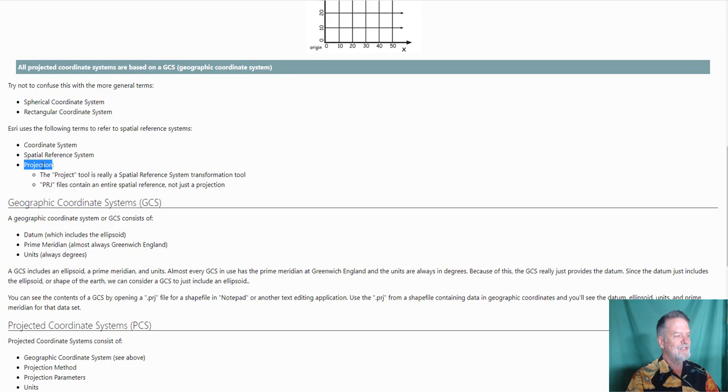Also, projection is misused quite a bit, especially by Esri. The project tool actually changes spatial reference system because it includes datum shifts. PRJ files, which a lot of folks refer to as a projection file, is actually an entire spatial reference, including the datum. So try not to get too confused with the terms.